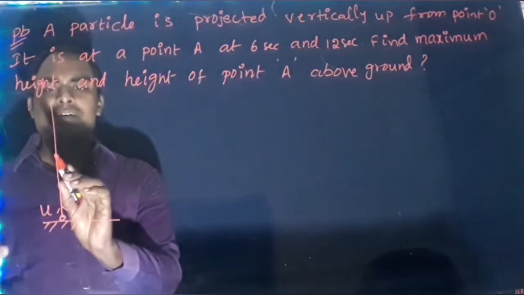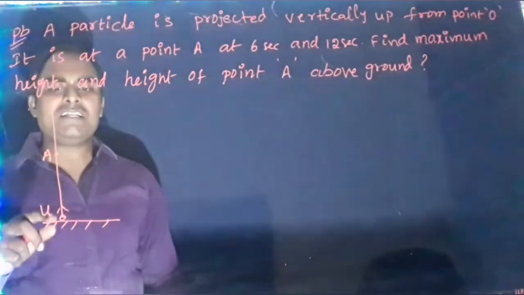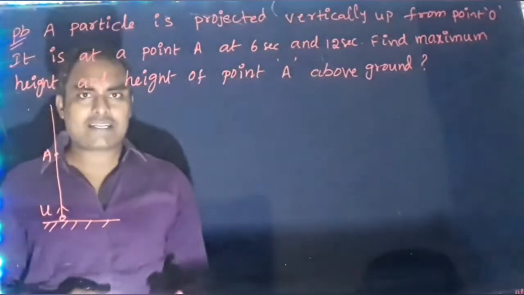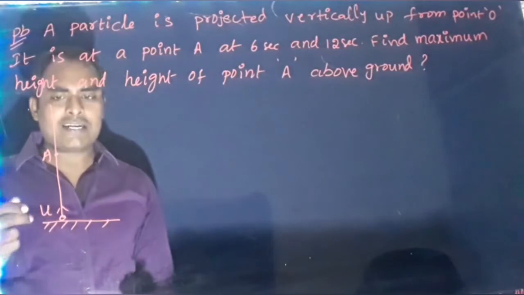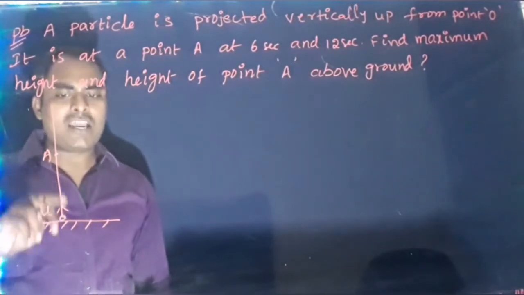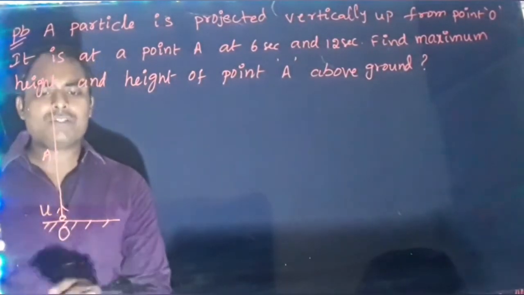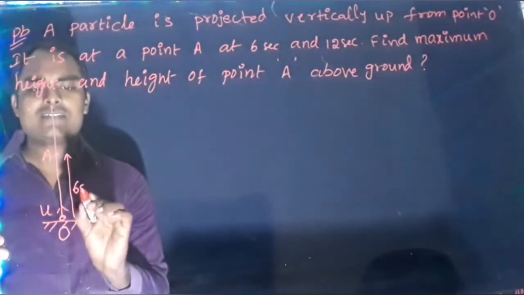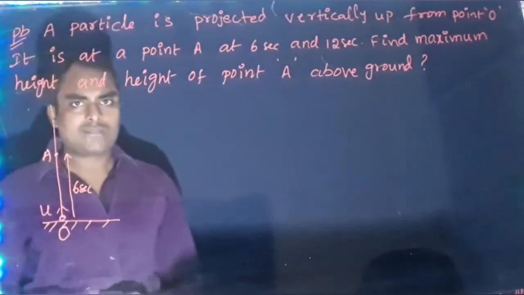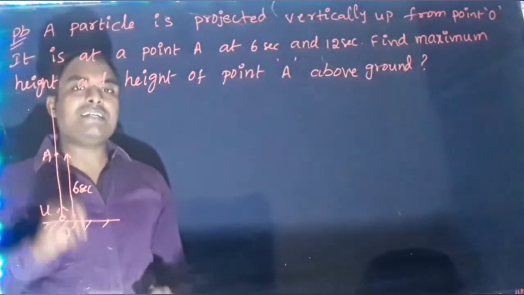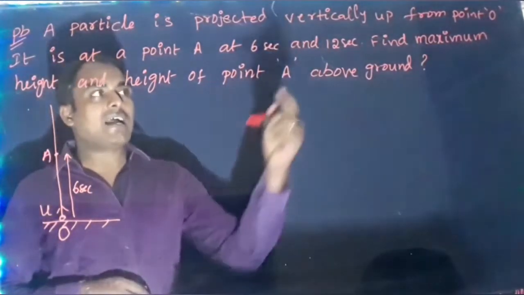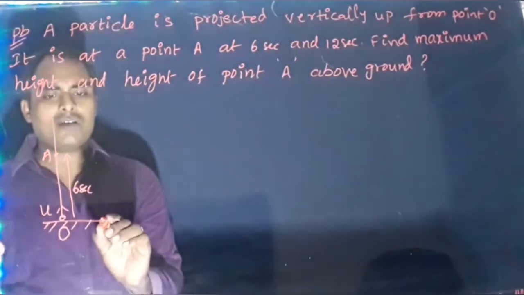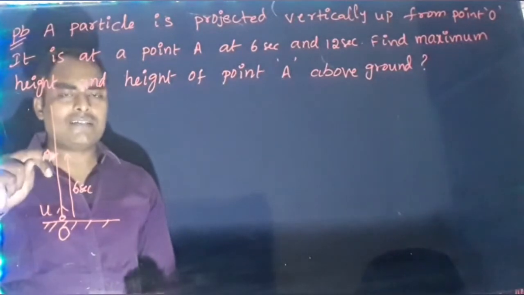Now it is at a point A. Let us take the point here as A. It is at point A at 6 seconds and 12 seconds. So we can understand the time taken to reach A from O. This is the O point. From O to here, the time taken is 6 seconds. So after 6 seconds it is at A. Next, after 12 seconds also it is at A.